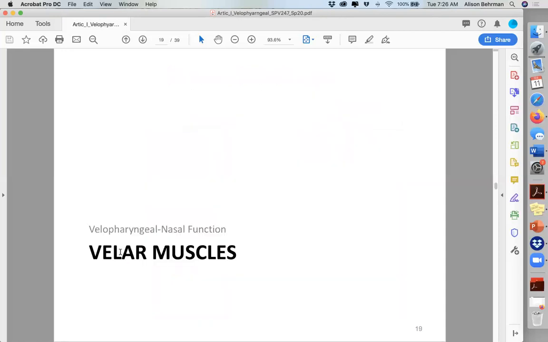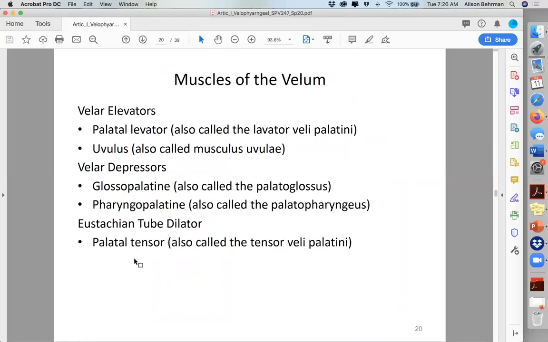Let's move to slide 19, and we're going to look at the velar muscles. Okay, there are 5 velar muscles. Again, I will not ask you to identify these muscles in a diagram, but know their names, know how to spell them, and what their action is upon contraction. It may be helpful for you to study them grouped by function, the velar elevators, the velar depressors. That means lowering the velum. That doesn't mean making them sad. And the eustachian tube dilator.